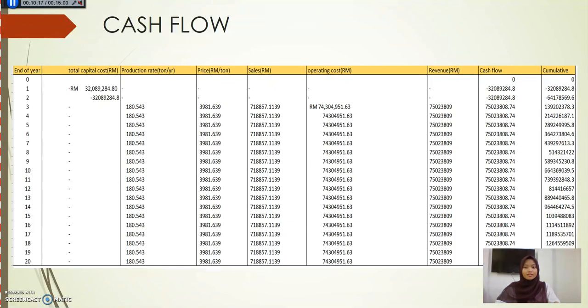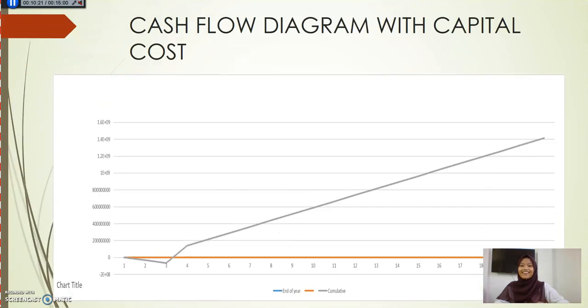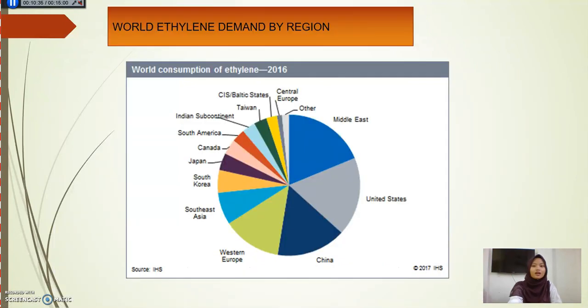Okay, for the cash flow, for the first 2 years, we don't get income. But at the start of the third year, we have a revenue, which is shown in this graph. It is negative for the first 3 years, and after that it increases, then it is a stable increase after that. Next is world ethylene demand by region. This is the demand of the ethylene based on our product that we want to sell.